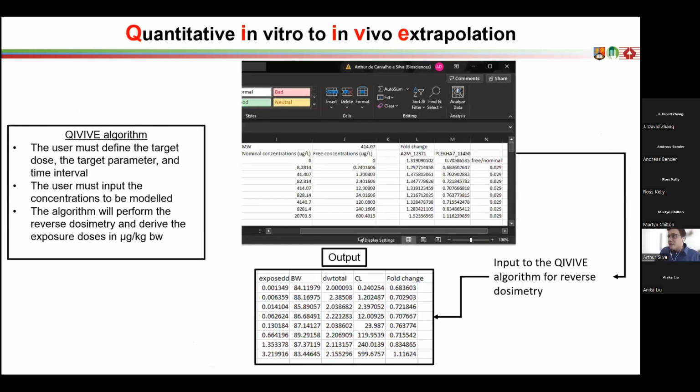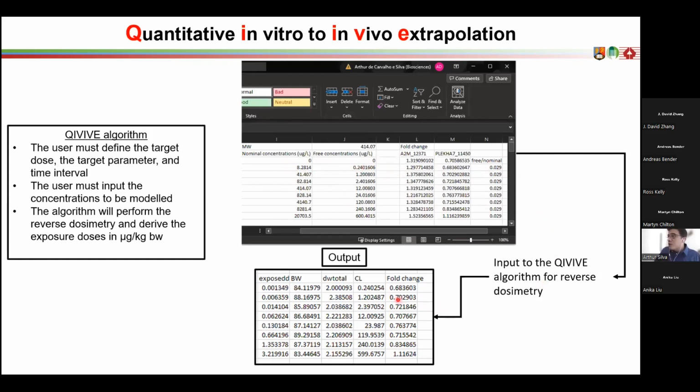Once we had that data, we then got the fold change related to the expression of that gene, PLEC A7, which is here. We converted the concentrations to microgram per liter because it is the input that our algorithm accepts. And we had estimated the free concentrations here as being 2.9% of the nominal concentration. So once we had the free concentrations, which is in this column here, we had our input to the quantitative in vitro to in vivo extrapolation algorithm for reverse dosimetry, and we have done so.